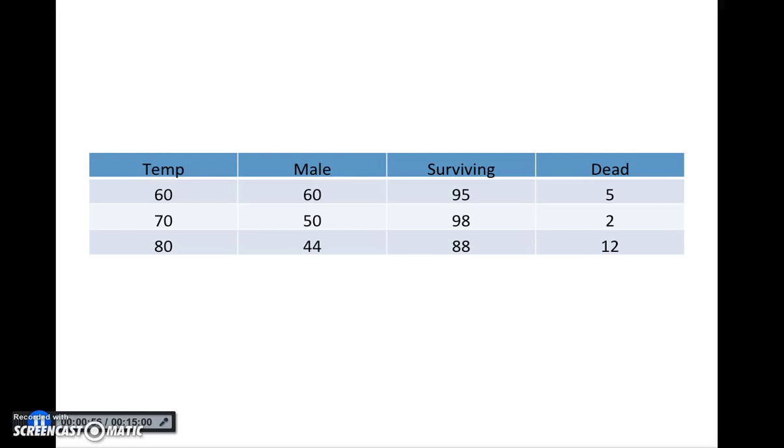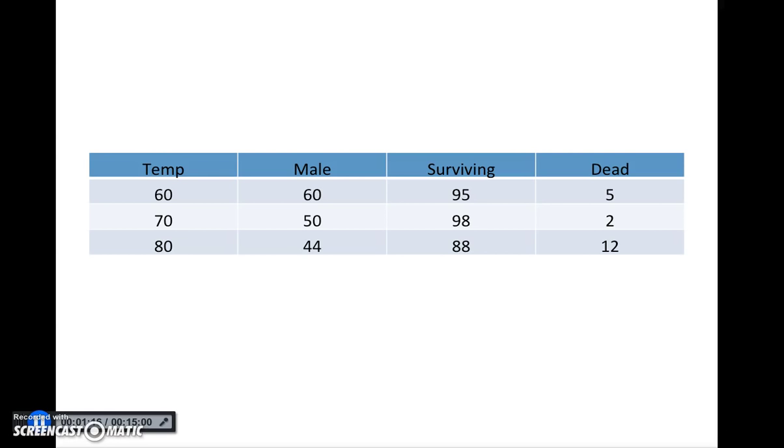All right, let's say here we did an experiment where we set up 3 different tanks where the water was at different temperatures, 60, 70, or 80 degrees Fahrenheit. And then we put in a bunch of eggs and let them grow up to adult fish, and we measured how many were male, how many of the fish survived, and how many of them were dead.